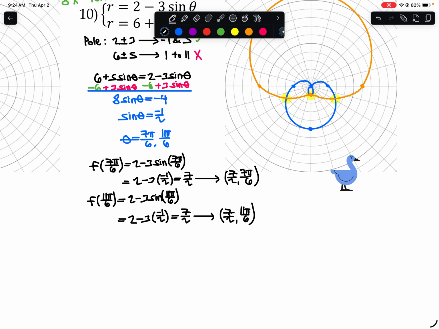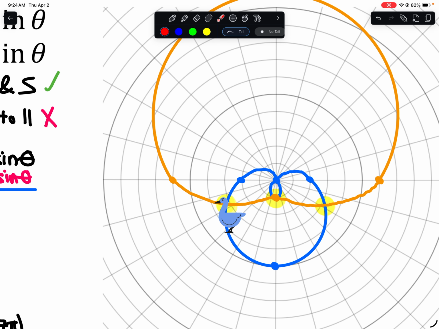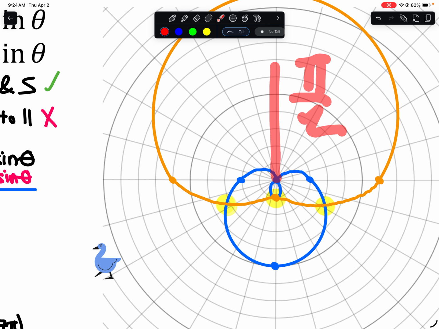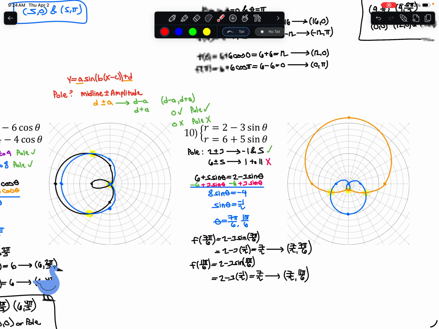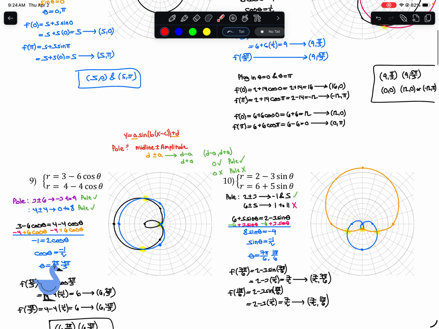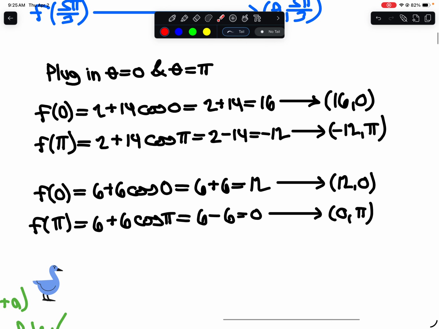Now I need to check where that third point is going to be. That third point is going straight up or straight down. So I need to plug in and check pi over 2 radians, or it could be going straight down, so I need to plug in and check 3 pi over 2 radians. I'm going to do those 2 values like what I did over here, and we're going to see what points are going to be the same.